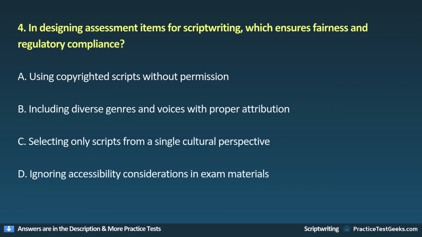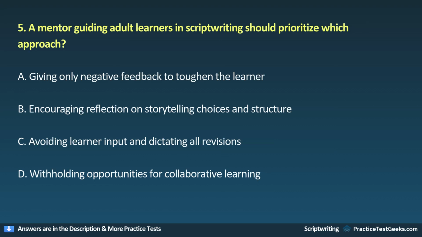4. In designing assessment items for script writing, which ensures fairness and regulatory compliance? A. Using copyrighted scripts without permission. B. Including diverse genres and voices with proper attribution. C. Selecting only scripts from a single cultural perspective. D. Ignoring accessibility considerations in exam materials.